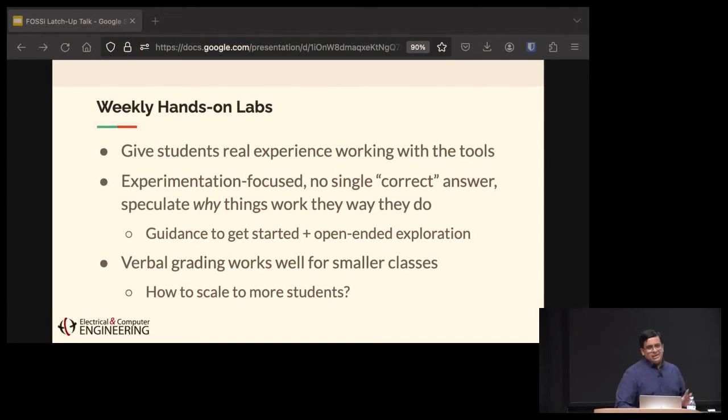But the main idea is, we really don't want this to just be do this, do this, do this, do this. We want them to play around, learn, and report back to us. And we've actually learned a few things from what the students have discovered during these labs.